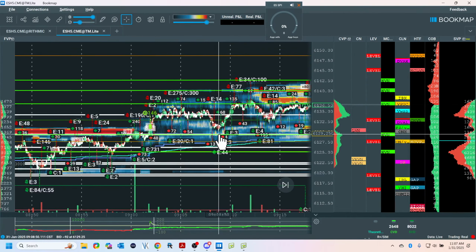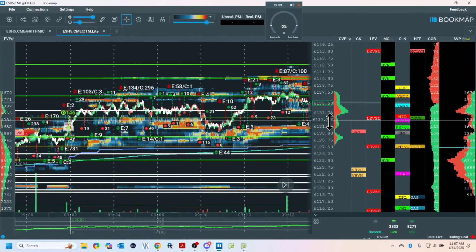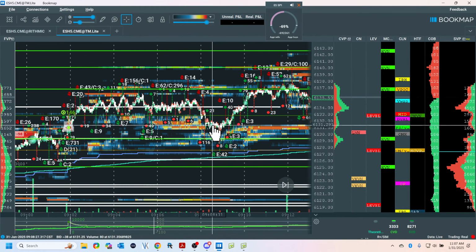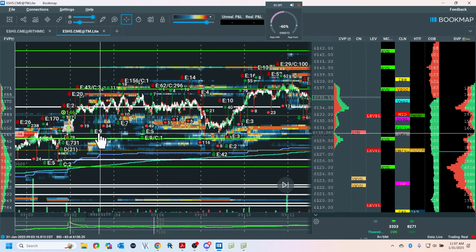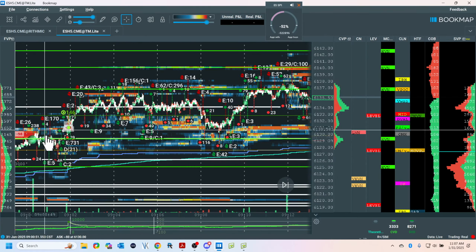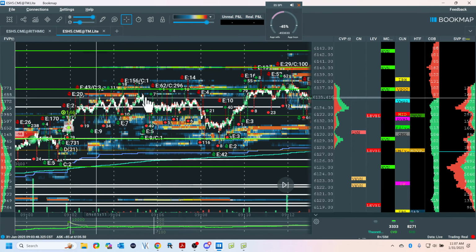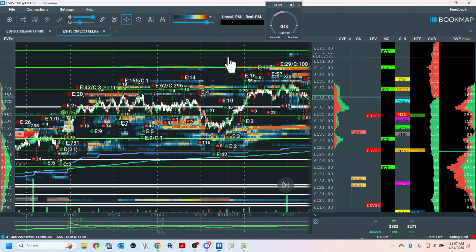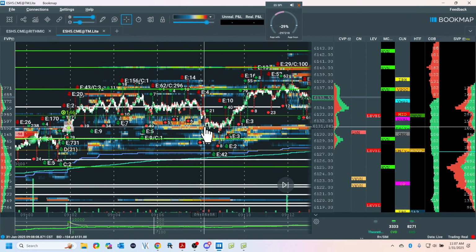This is a potential long. Now, you have to determine whether this fits for you or not. Here's your microstructure. Remember, support, sweep, counter rotation, looking for continuation. Right now, no shorts, only longs. Let's come back a little further.